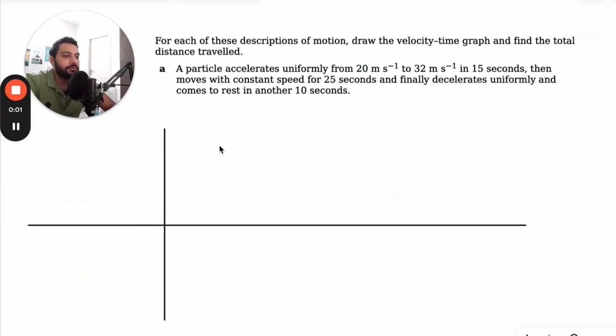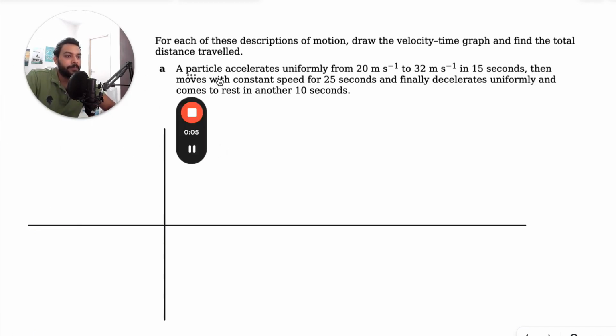For each of these descriptions of motion, draw the velocity time graph and find the total distance traveled. Okay, so there are multiple parts to this.